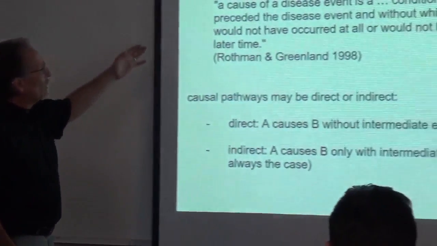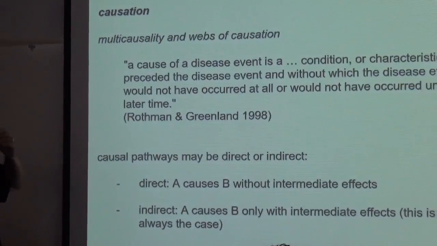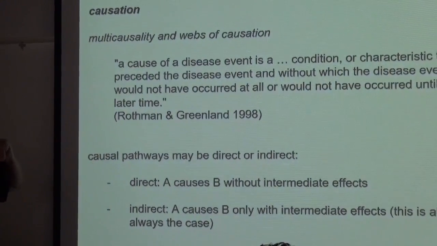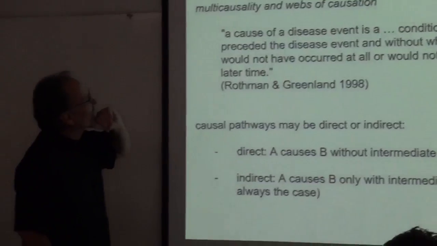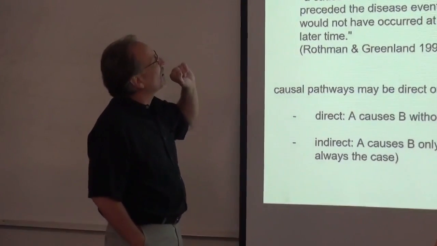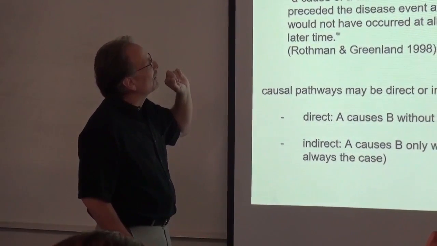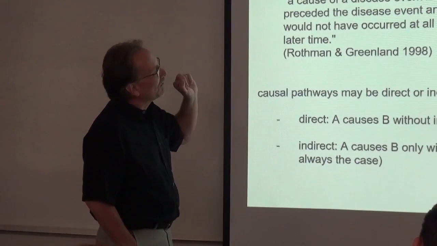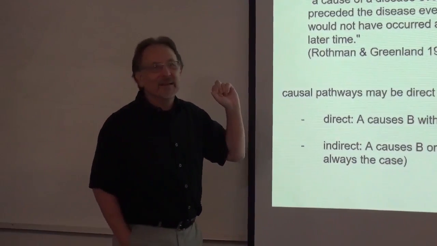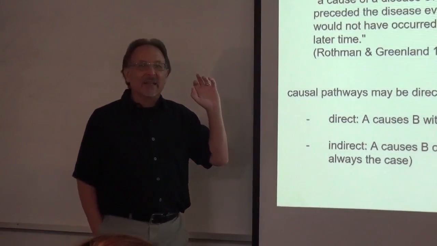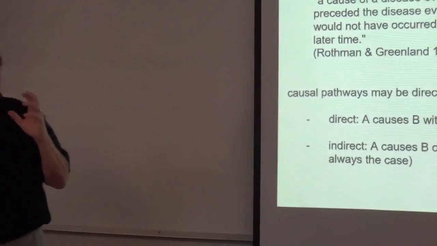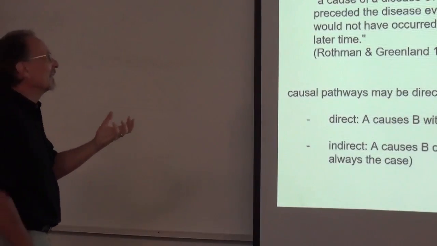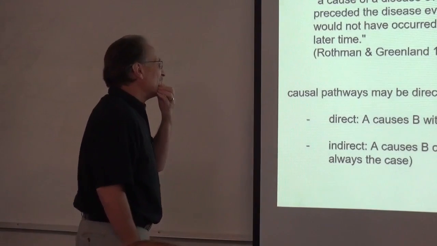So this is multi-causality, webs of causation, which are more modern thinking. Remember I said Rothman and Greenland are not the best writers? Think about this. This is their definition. The cause of a disease event is a condition or characteristic that preceded the disease event, and without which the disease event either would not have occurred at all or would not have occurred until some later time. Now that doesn't make sense, but you just kind of have to unravel their writing. That's the way they express themselves all the time.